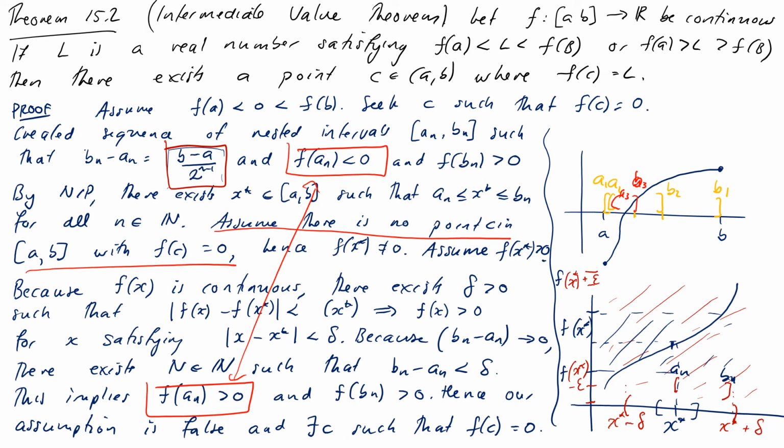Okay, so we found a contradiction. That means that assumption was wrong, and therefore there is such a C, which is what the intermediate value theorem was wanting us to prove. It's not too difficult to do the other cases where you have a function perhaps going downwards, and you've got f of a is bigger than L, is bigger than f of b. And so I'll leave that one as an exercise, and we'll catch you next time.